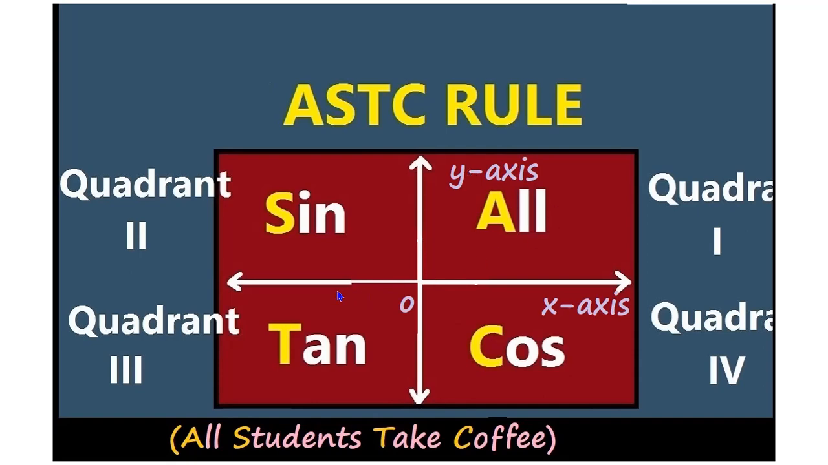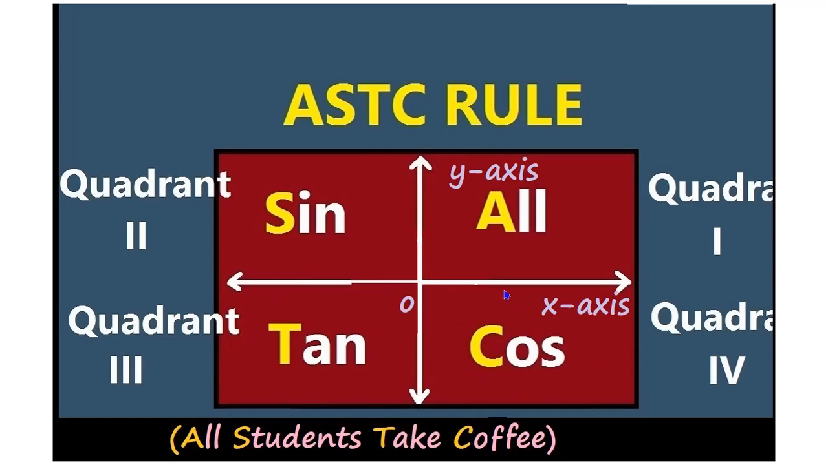Now consider the horizontal line, which is called the x-axis, and the vertical line, which is called the y-axis. If you take these two lines, which are called coordinate axes, they divide the plane into four equal parts called quadrants. This portion is the first quadrant, this is the second quadrant, this is the third quadrant, and this is the fourth quadrant.